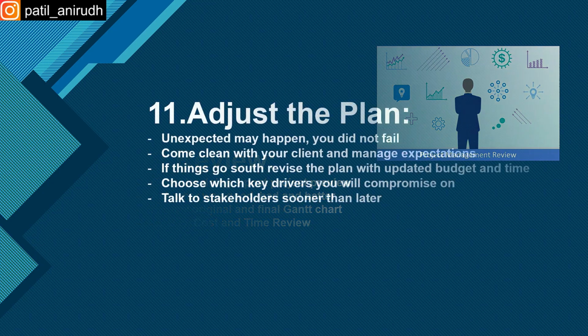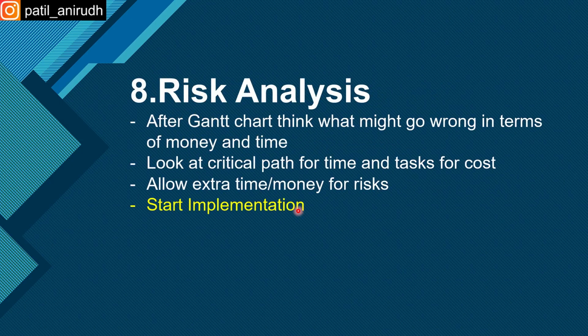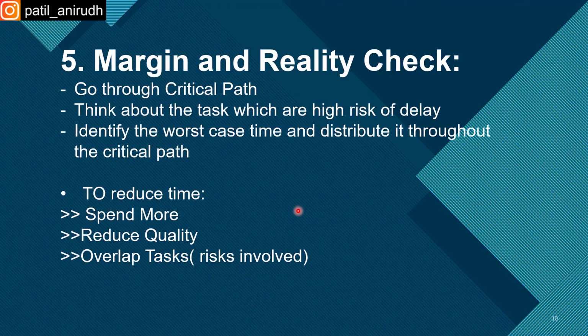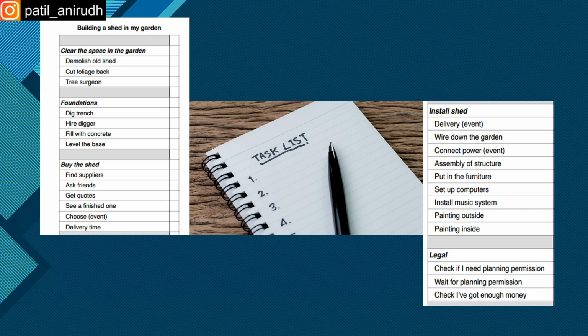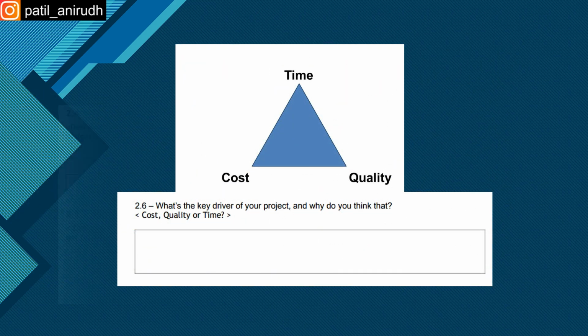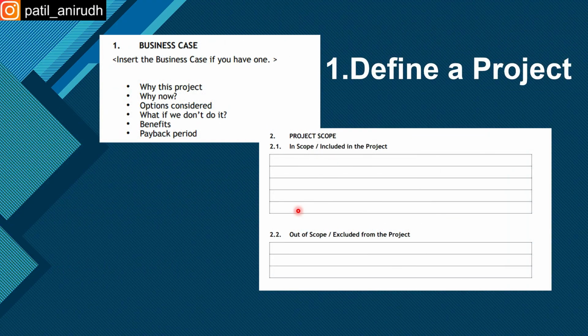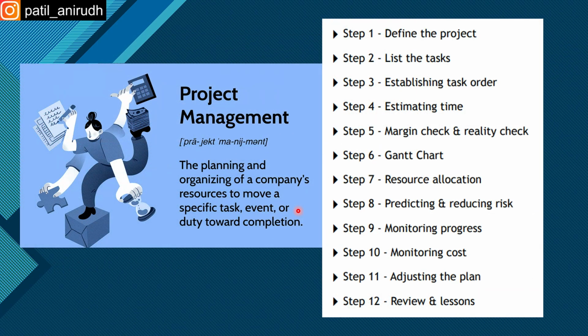So these are the 12 steps, guys, to do any project you might take. If you follow these steps in your real life also to implement anything, you will definitely get good results, okay. So plan things out. Starting the project is at the 8th step, right? It involves many steps, right from defining the project, listing the tasks, establishing task order and time, and the Gantt chart. The Gantt chart is very important. Then resource allocation, predicting and reducing risk, okay. Monitoring progress, monitoring cost, adjusting the plan, review and lessons, okay.